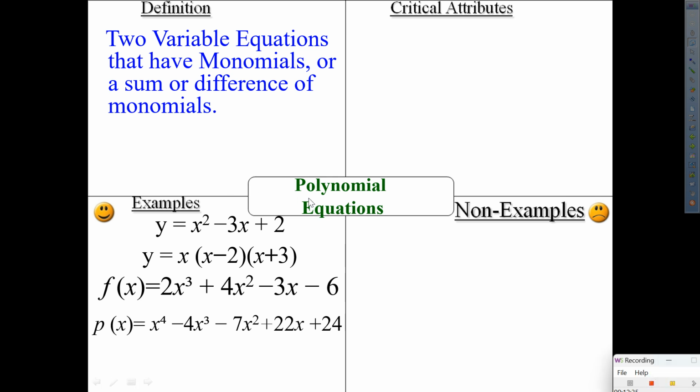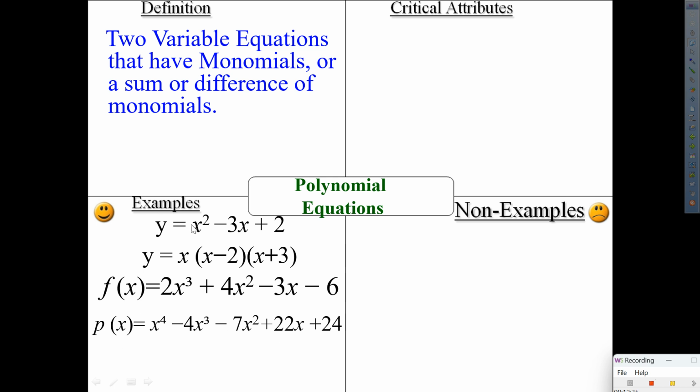So, look at the examples. Equations with polynomials are polynomial equations. So look at the first example. Do you see a polynomial there? Yes. Is it an equation? Yes. Next one. Yes. Yes. Yes. And according to the definition, two or more variable equations. Are there two or more variables? Yes. Now here, instead of y, we substituted f of x, and here p of x instead of y. But it's still a two variable equation.